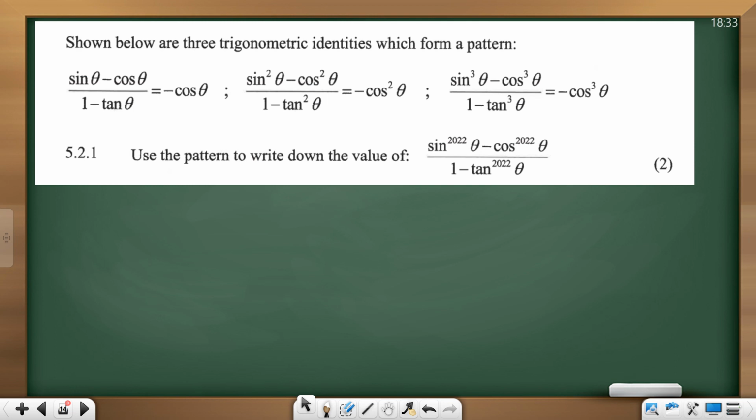Shown below are 3 trigonometric identities which form a pattern. Oh, number patterns. Sine theta minus cos theta over 1 minus tan theta equals negative cos theta. Okay, let's study the next one. Sine squared. Oh, I'm noticing something. They've introduced a squared. My answer also has a squared. Do you see? Check the third one. It has a cube. Give me 5.2.1. Follow the pattern.